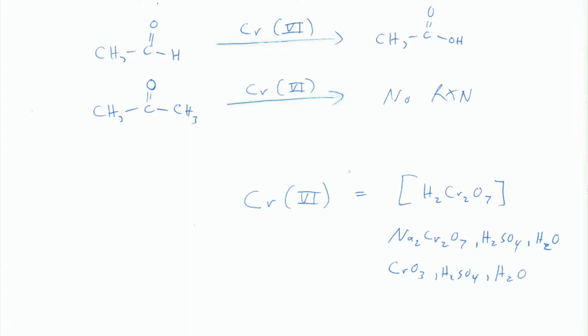The most common ways that I've seen are to use a dichromate salt, like sodium dichromate or potassium dichromate, mixed with water and sulfuric acid. Another way to do it, which I've tried and have had no success with, is to use chromium trioxide, again under acidic conditions like with sulfuric acid.